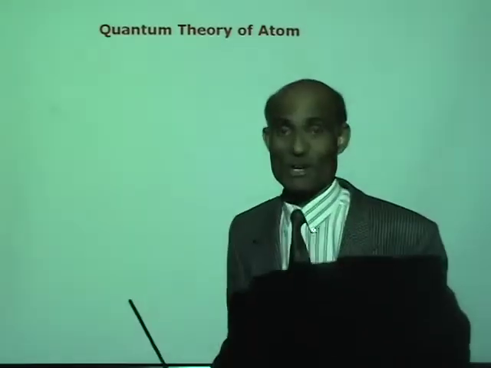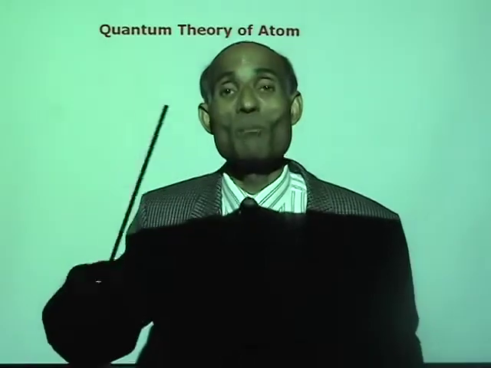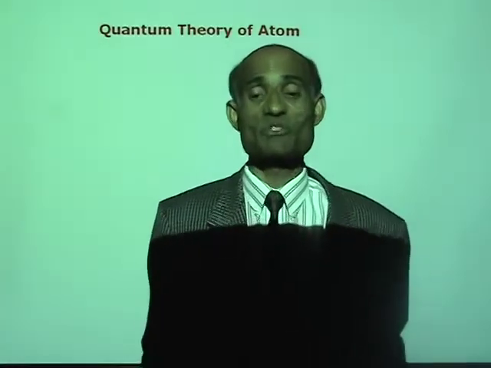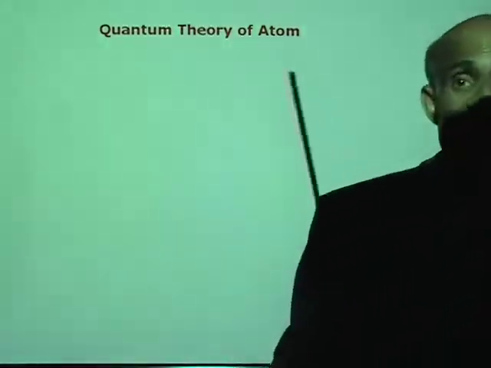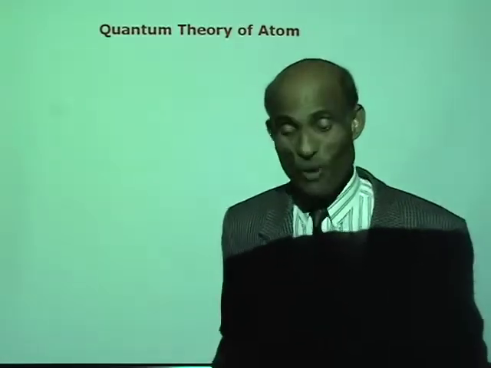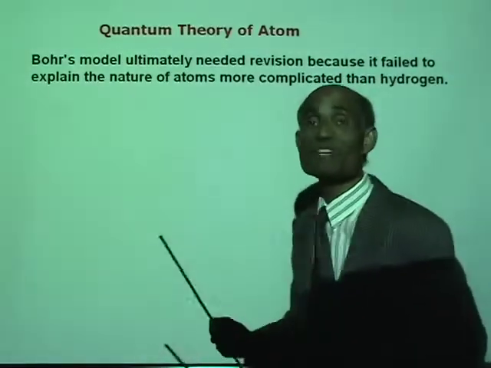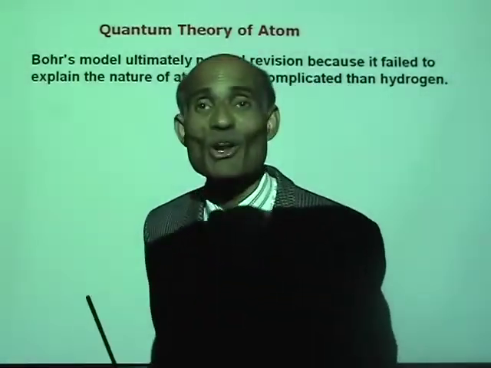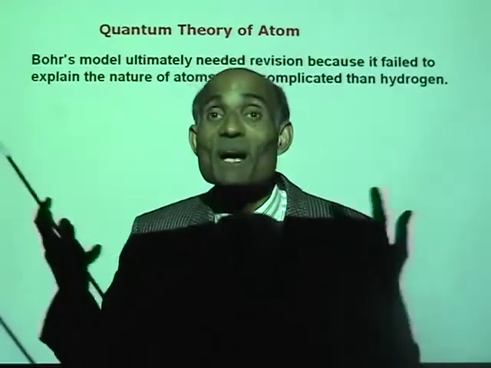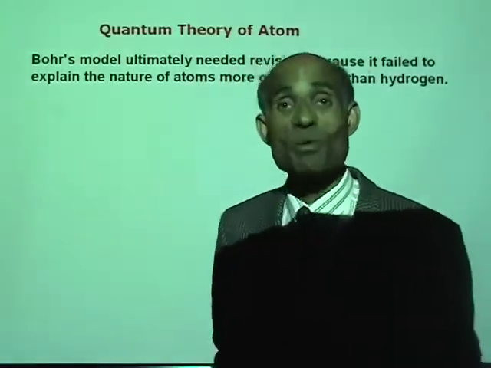You see, all the colors of light that we see in visible light is due to this transition. Well, obviously, the model that we have talked about so far does not satisfactorily explain everything. You know why? The Bohr model ultimately needed revision. So the Bohr model is not the model of the atom. It has problems. Now, what's the problem?